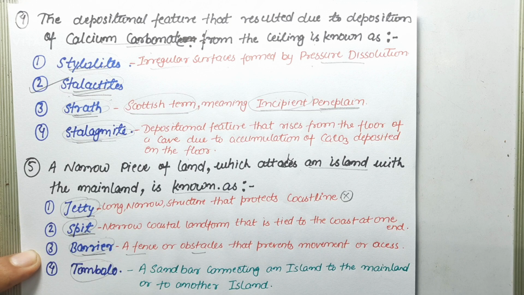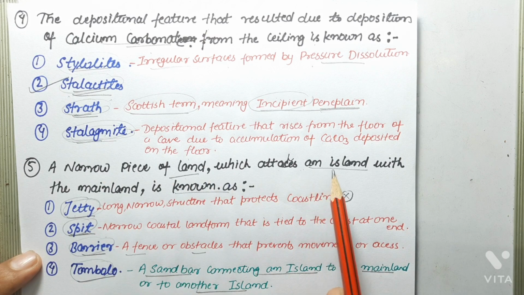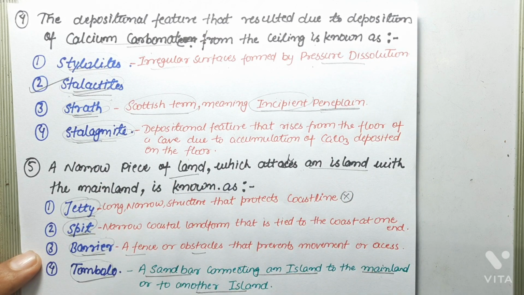Okay. Next is tombolo. A tombolo is a sandbar connecting an island to the mainland or to another island. Basically, it is a sandbar connecting an island to the mainland or to another island. And the question is asking about this, a narrow piece of land which attaches an island with the mainland. Okay, so the correct answer of this question is tombolo.